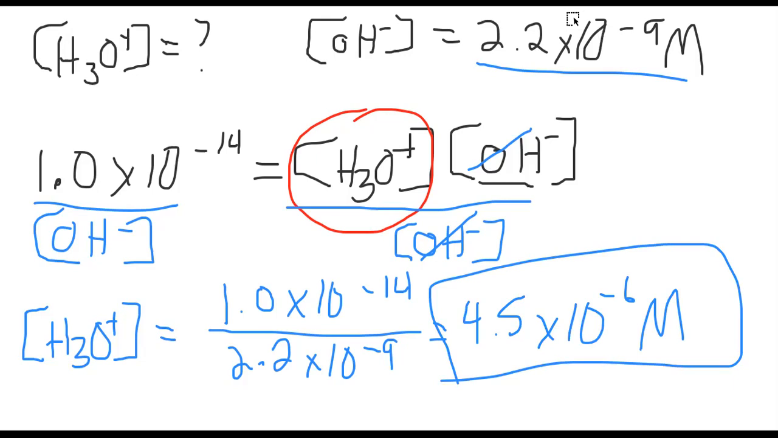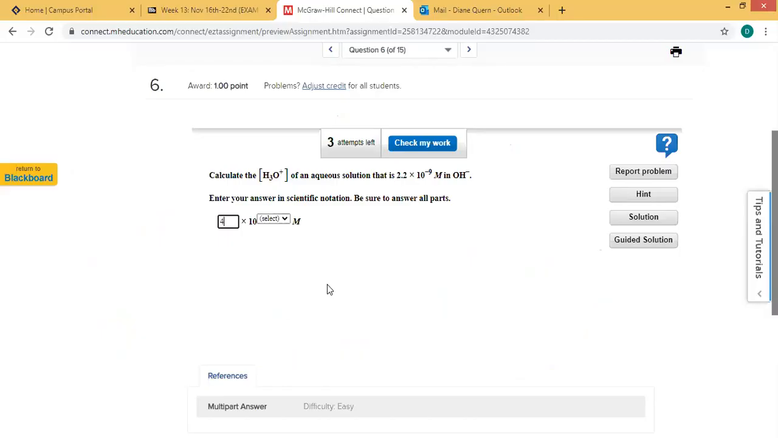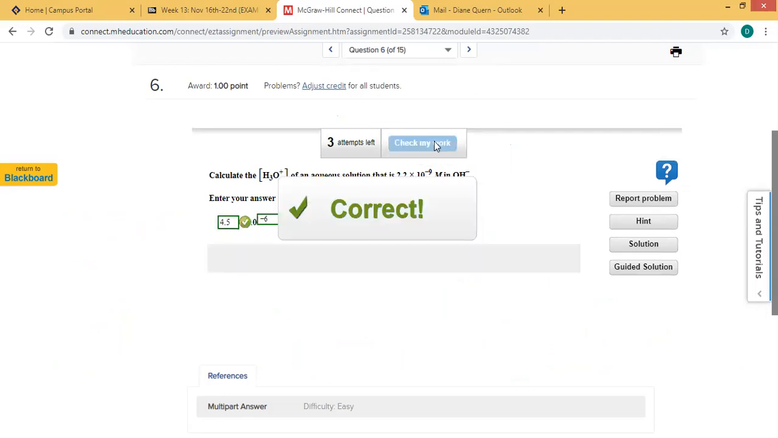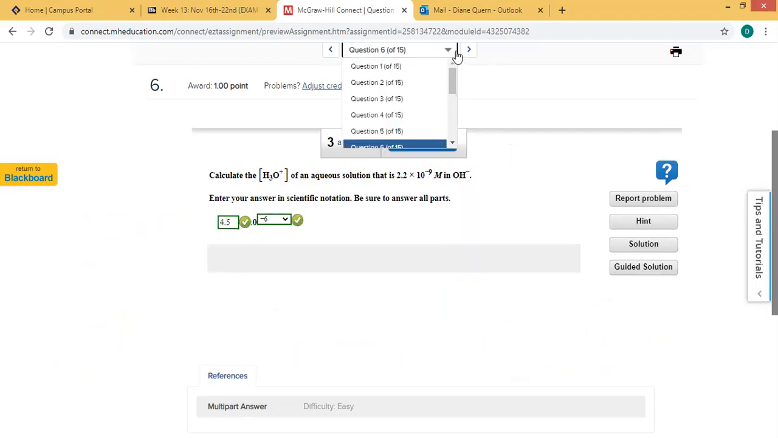All right, so let's go back and look at the homework. So you would enter that answer, 4.5 times 10 to the, what is it, negative 6, did we say? And then you would enter that answer. All right. Moving right along here, let's skip and go to number 8 just to see what that is.